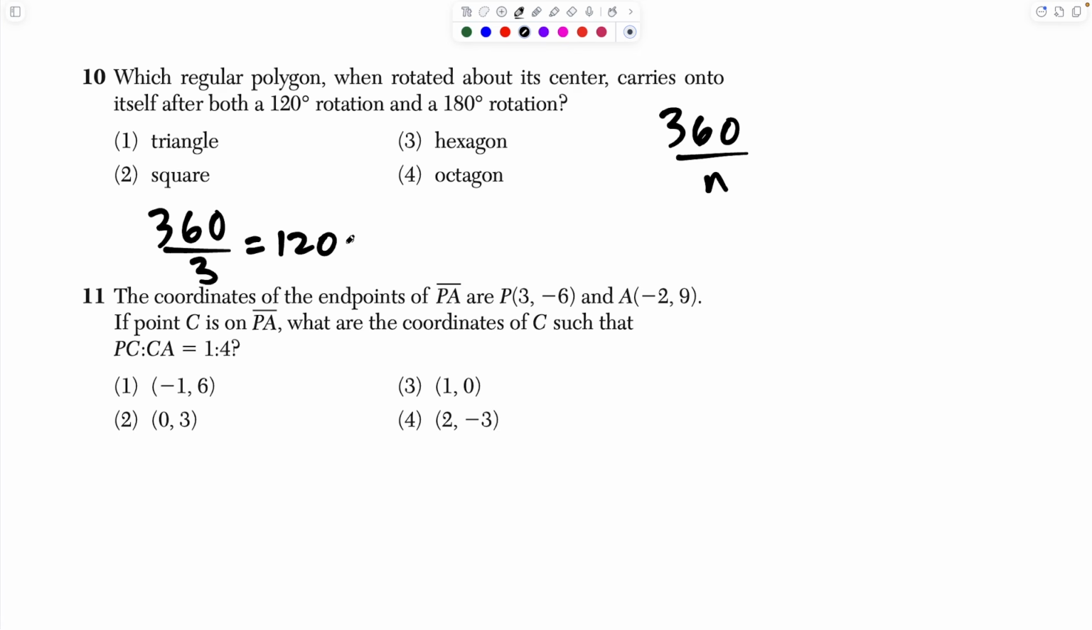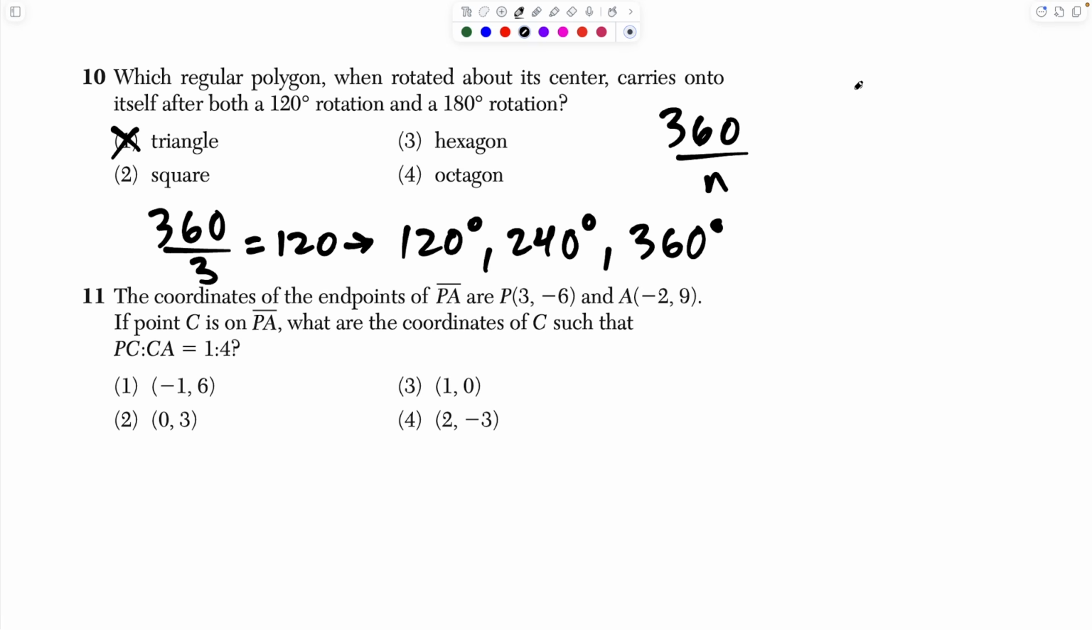And what this tells you is if we rotate an equilateral triangle, because a regular polygon just means all sides and all angles are the same. So for a triangle, that would be an equilateral triangle. If we rotate an equilateral triangle 120 degrees, or 120 plus 120 is 240 degrees, and then another 120 would be 360 degrees. If I rotate an equilateral triangle this many degrees about its center, it will map onto itself. So this answer choice is no good because it would have to work for 120 and 180.